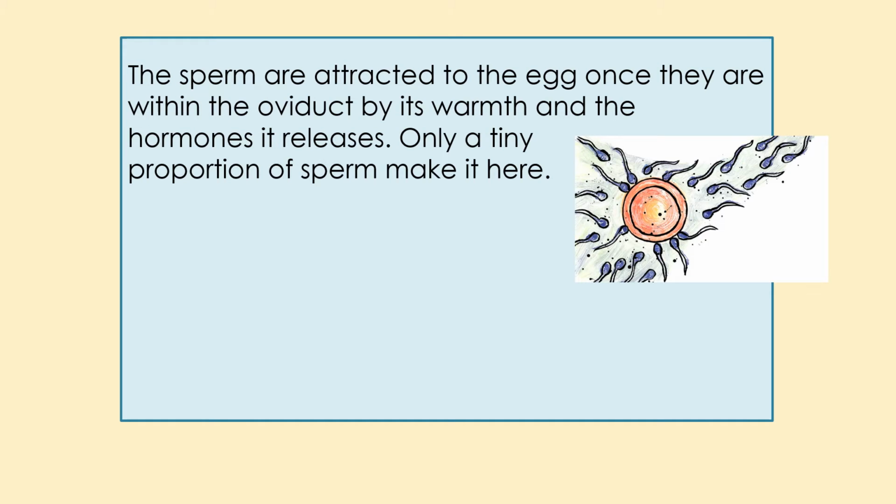Okay, the sperm are attracted to the egg once they are within the oviducts by its warmth and the hormones it releases. So far from being passive, the egg is actually giving off hormones which the sperm cells can detect so that they can tell where the egg cell is. Only a tiny proportion of sperm cells actually make it to the egg.